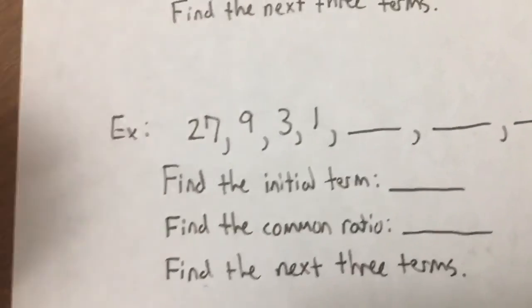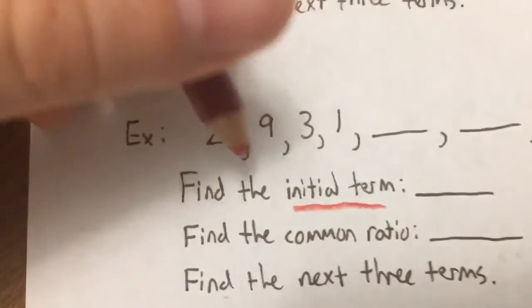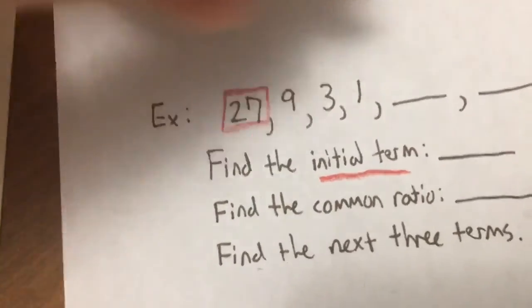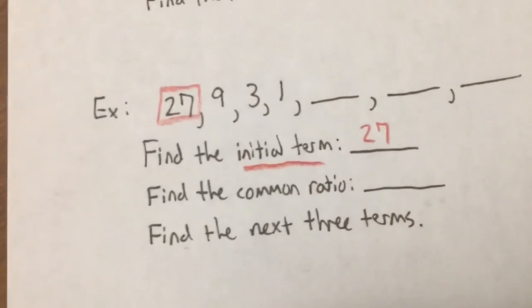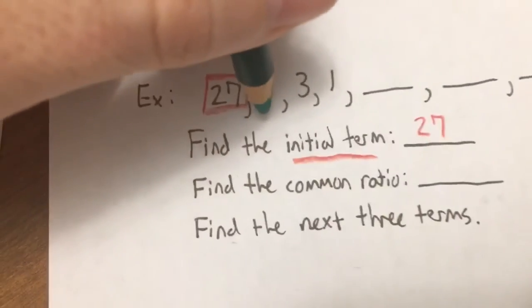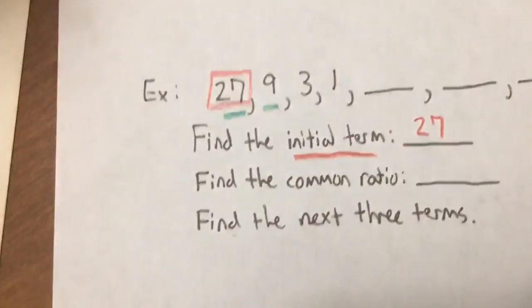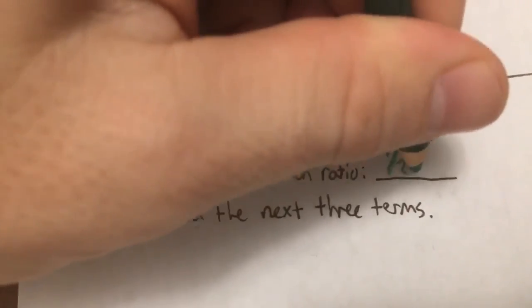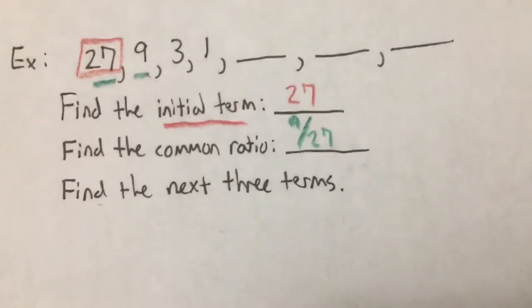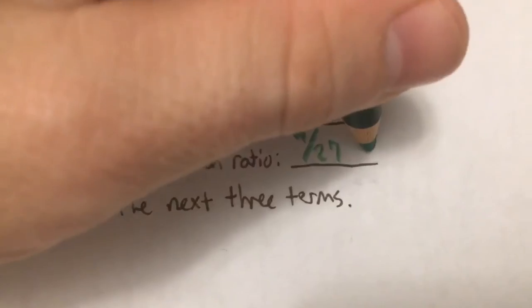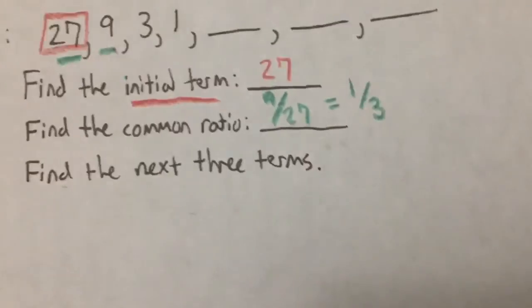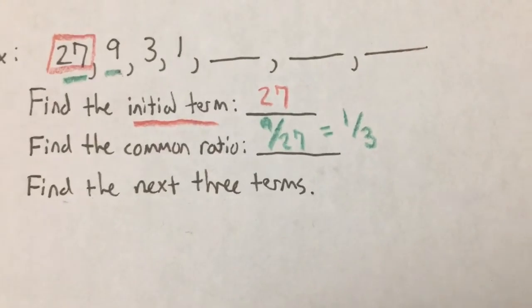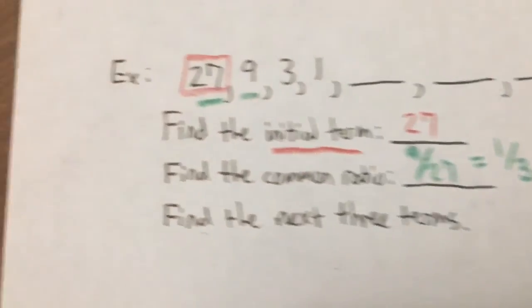So first of all, let's identify our initial term. That's our starting number right here, which is 27. And then let's determine what our common ratio would be. We're going to take the second term and divide it by the first term. So if we do 9 divided by 27, we get 9/27, or, if you know your fractions, you can reduce that down to 1/3. So our common ratio is the fraction 1/3.